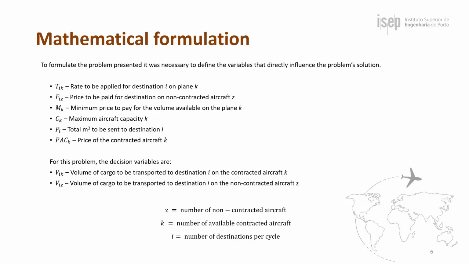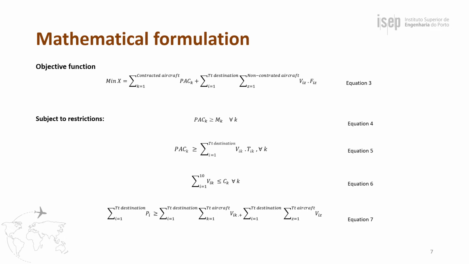To formulate the problem, it was necessary to define the variables that directly influence the problem solution. There are 6 variables that we consider influence the solution. For this problem, the decision variables are the volume of cargo to be transported to each destination on contracted aircraft and the volume of cargo to be transported to each destination on non-contracted aircraft. For this problem, the objective function is represented by equation 3.